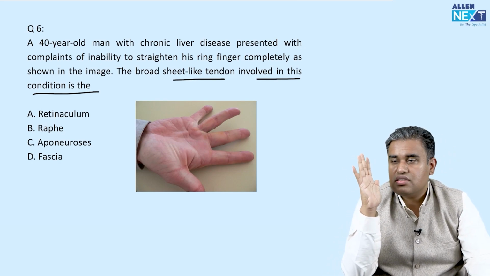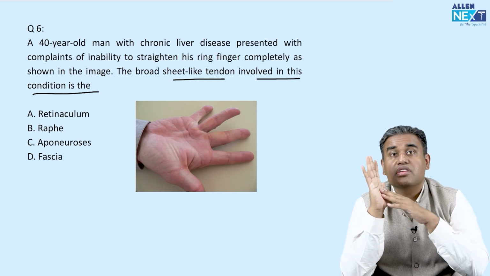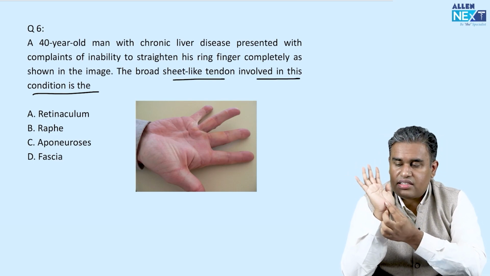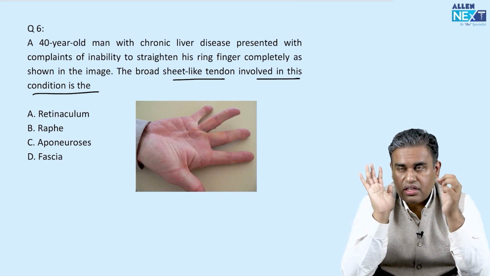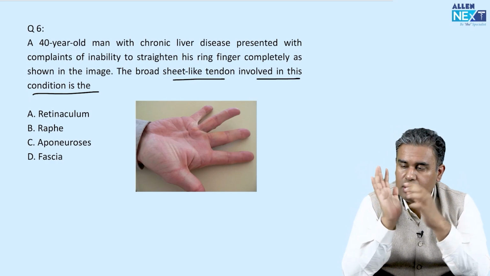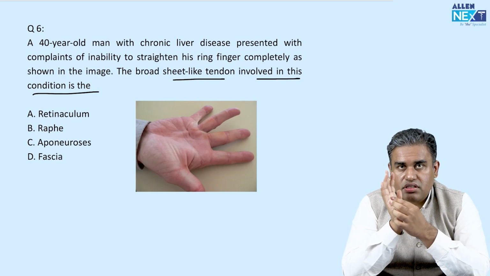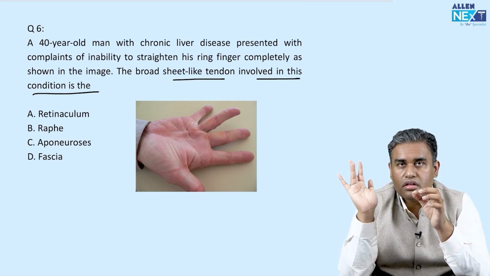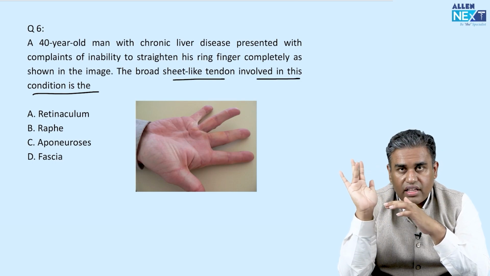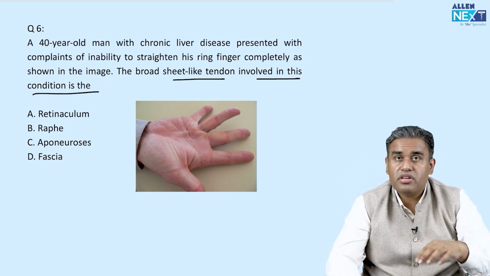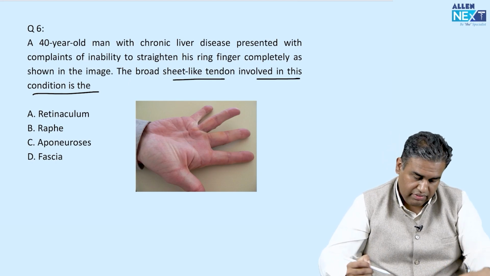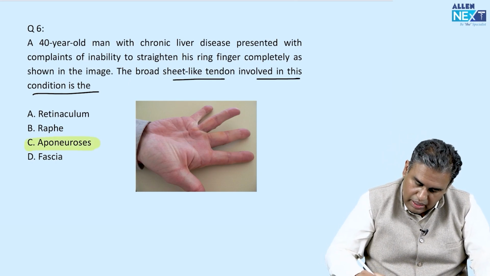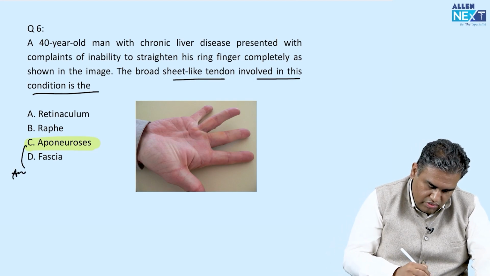This condition is known as the contracture of this area, Dupuytren's contracture. What is happening? We have the palmaris longus muscle, and that expands into the palmar aponeurosis. Sometimes there is contraction of the palmar aponeurosis, and that leads to flexion of the ring finger. It might involve the ring finger as well as the little finger. That is Dupuytren's contracture of the aponeurosis. Do we have the answer? Yes. Not retinaculum, it is the aponeurosis. The palmar aponeurosis is the one at fault here.